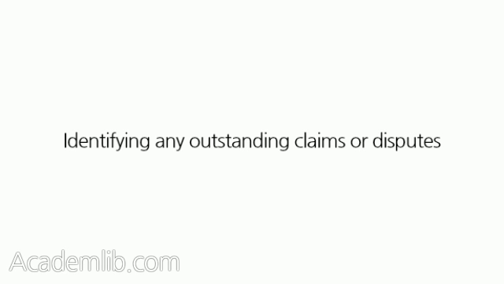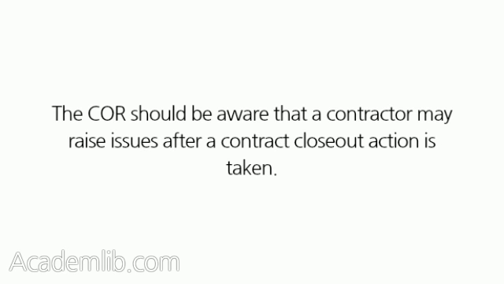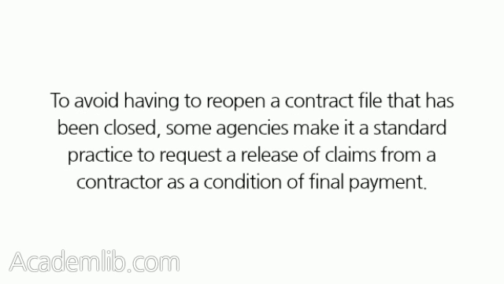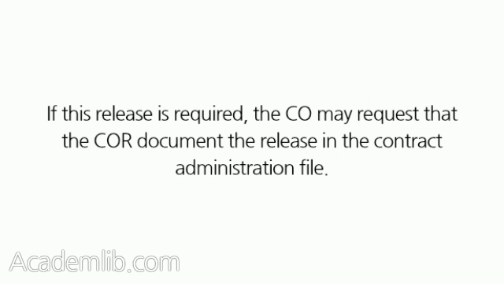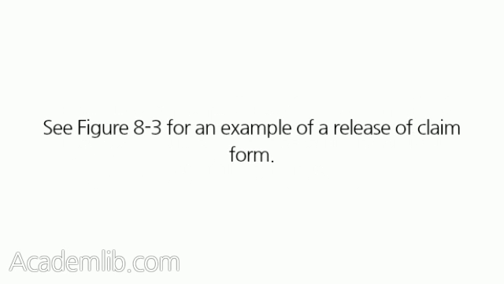1. Identifying any outstanding claims or disputes. The COR should be aware that a contractor may raise issues after a contract closeout action is taken. To avoid having to reopen a contract file that has been closed, some agencies make it a standard practice to request a release of claims from a contractor as a condition of final payment. If this release is required, the CO may request that the COR document the release in the contract administration file. See Figure 8.3 for an example of a release of claim form.